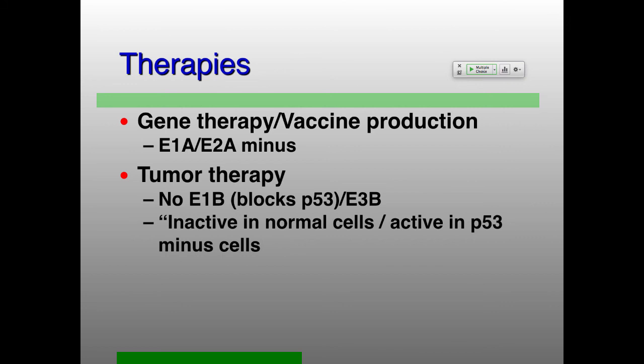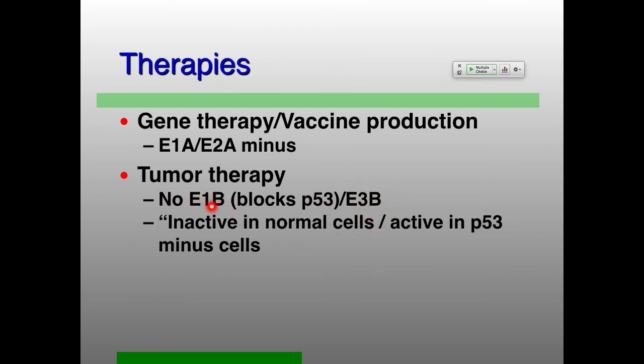Also, people have taken what they've understood studying adenoviruses, again, not surprising because they've been studying them for so long. Cold Spring Harbor, among other places, is also now trying to use adenoviruses as what are called oncolytic viruses. So oncolytic viruses are now, instead of the virus making cells grow cancerously, now you use the virus to try and kill off cancer cells. And the way that most of these are made is lacking E1B and E3B.